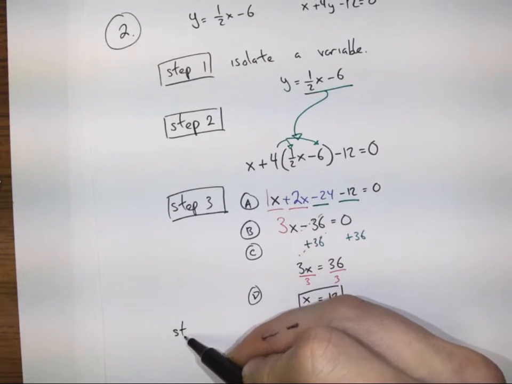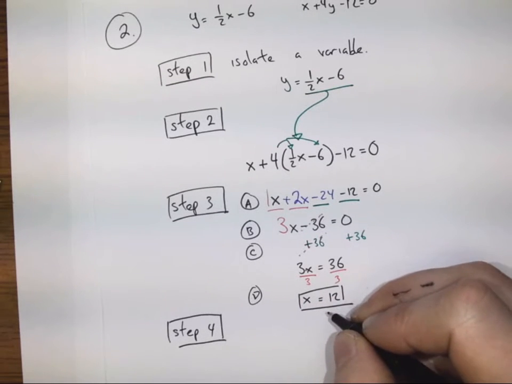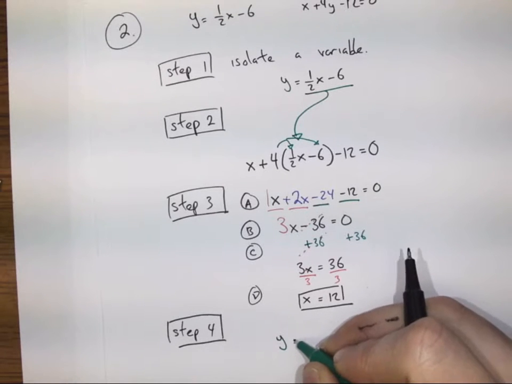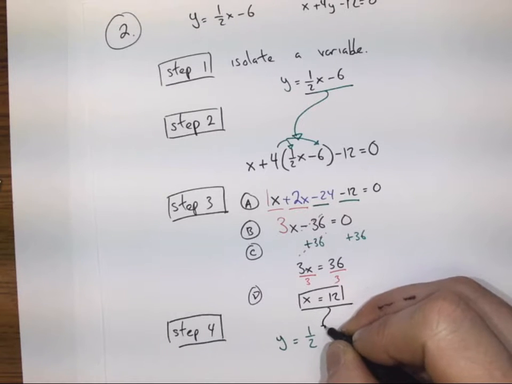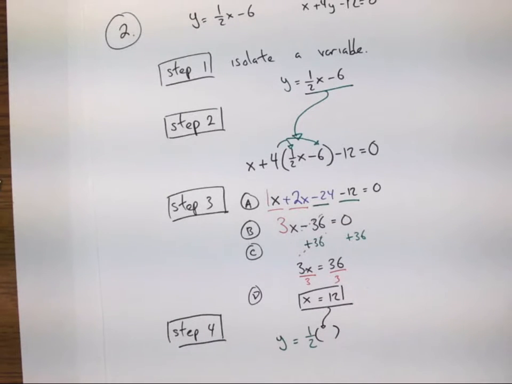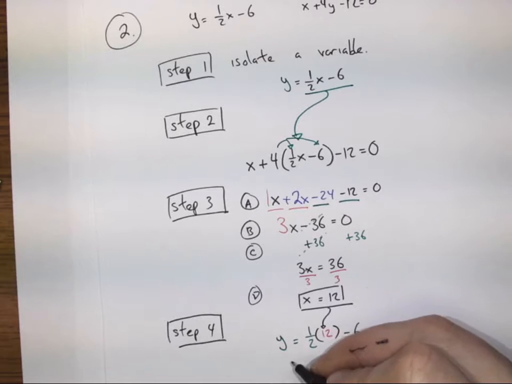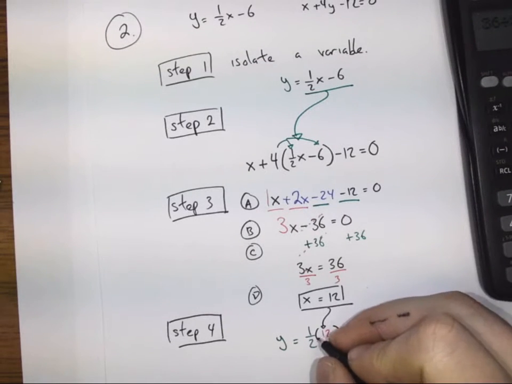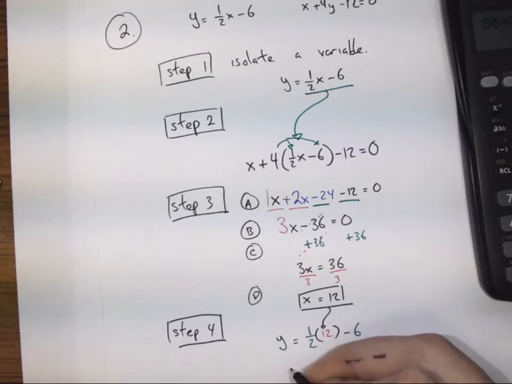And then lastly, step 4. This is going to be back substituted into this equation. So I'm going to rewrite the line of the equation, y equals 1/2, but instead of x, I'm going to replace it with the value 12, minus 6. And then I'll multiply 1/2. Oh, so we've got to remember that's a 1/2 times 12. And so I'm going to simplify that expression.